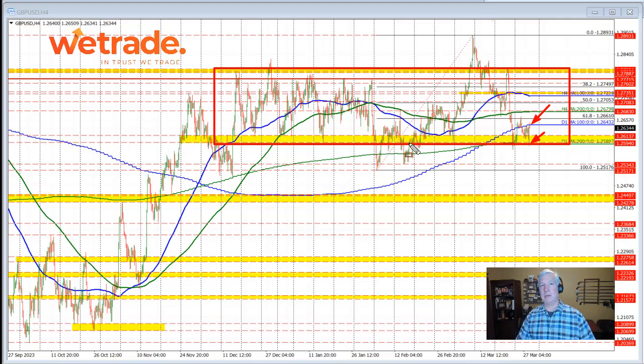Yes, we've moved outside on the downside. Yes, we moved outside on the upside, but the value area, or where 70-80% of the volume takes place, is within that box, and that's where we stand right now. So that's the look at the three major currency pairs from a technical perspective.